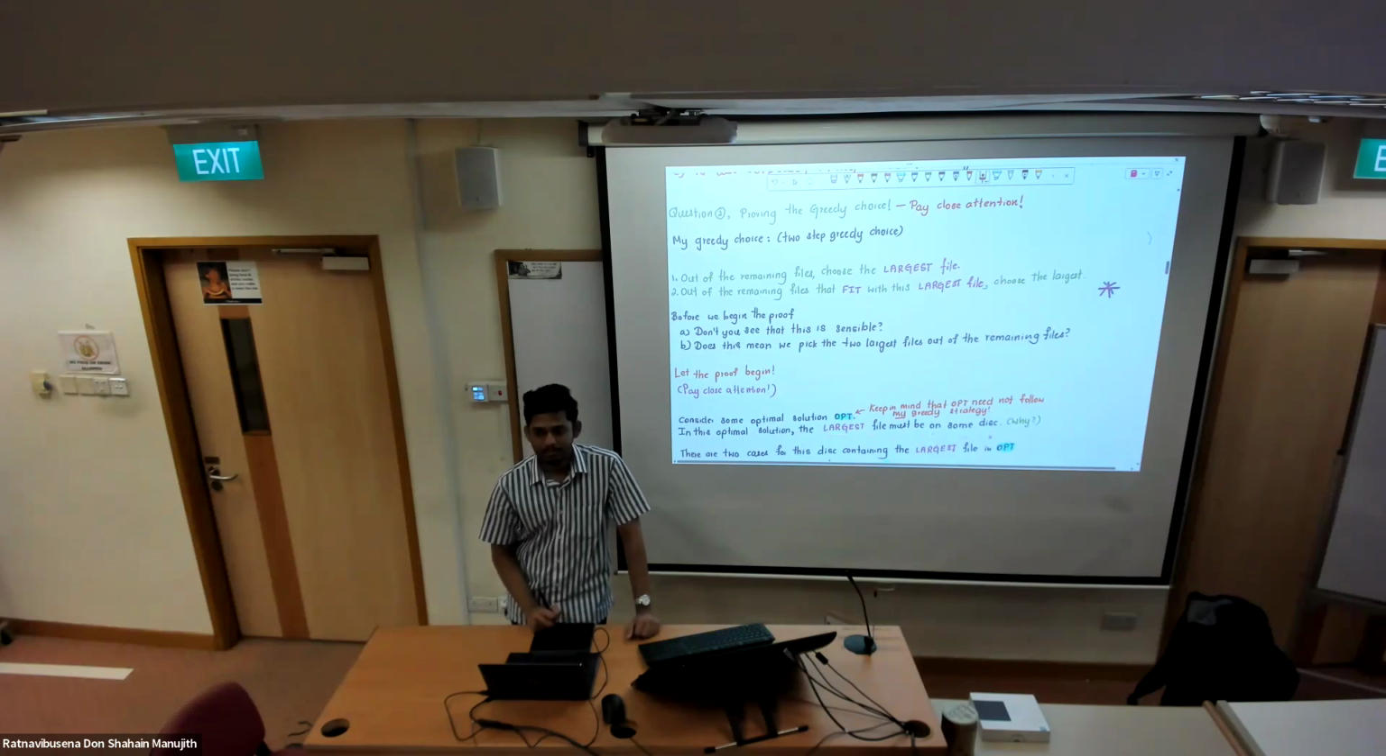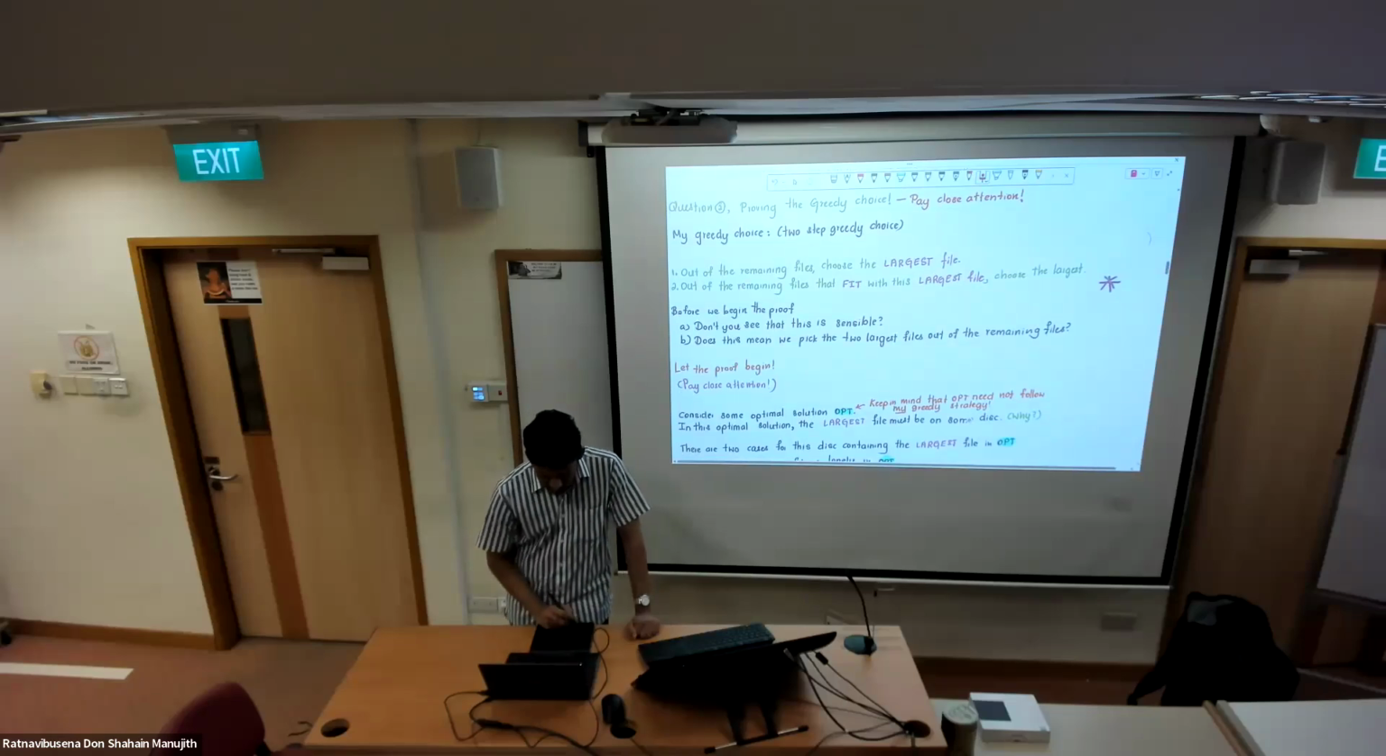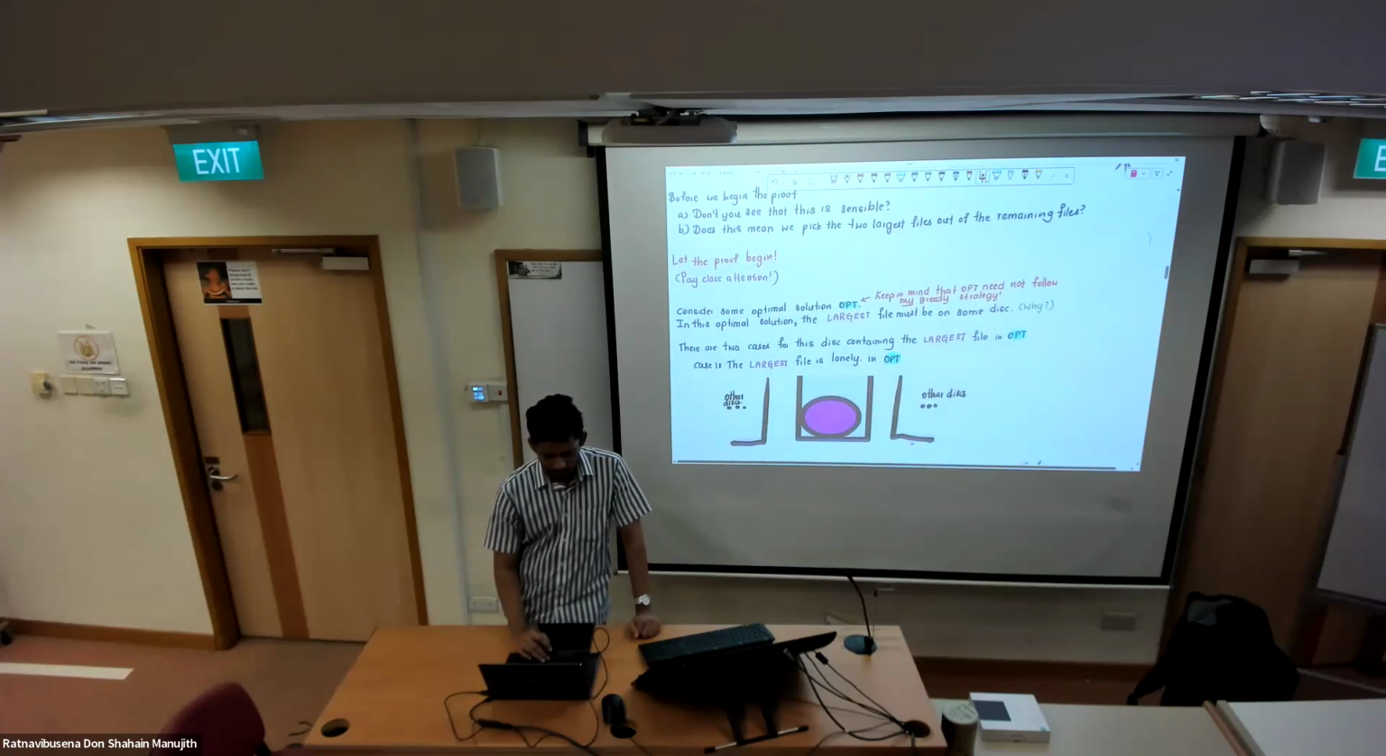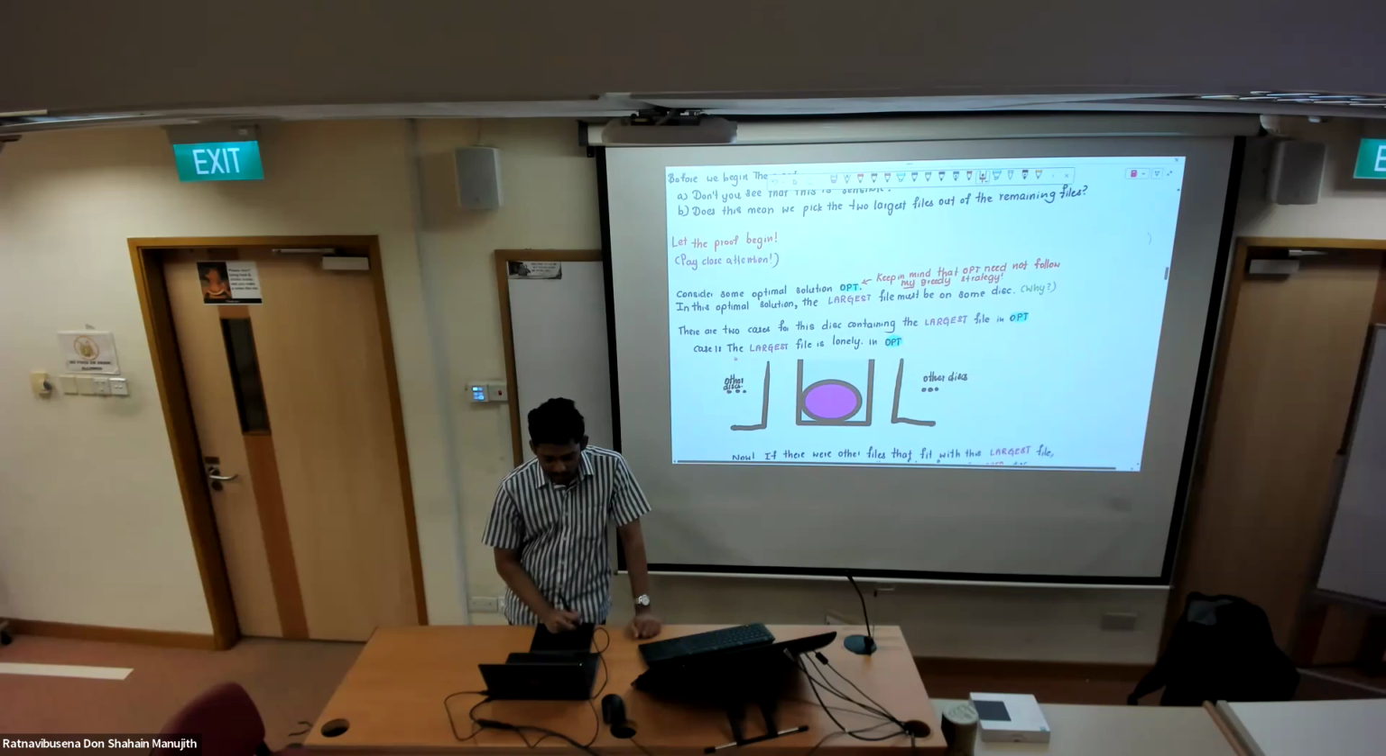Why? Because you have to solve the problem, so that means every file must be on one. So there are two cases for the disk containing the largest file in OPT. First consider the obvious one, the easiest one. The largest file is lonely in OPT. So that means in this optimal solution, the largest file is alone.